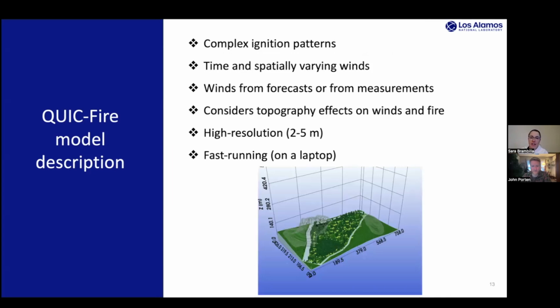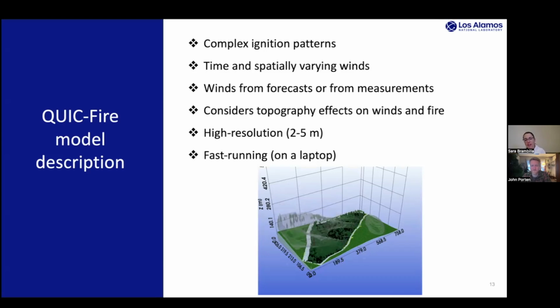So in a nutshell, we're using complex ignition patterns. We have time and spatially varying winds. We can also consider topography, like in the animation down below. Topography has a strong effect on where the fire goes: fire runs uphill. And also smoke attaches to the slope. So if you're thinking of smoke effects, knowing where your topography is very important.